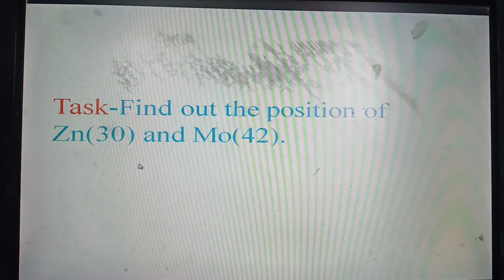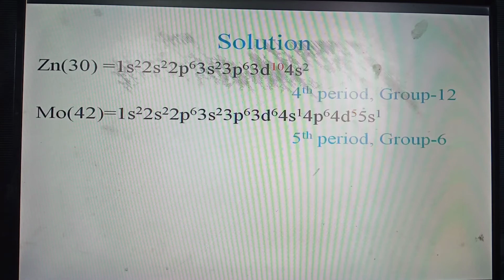Let us do some problems. Find out the position of zinc and molybdenum by yourself. At first write down the electronic configuration and write the position, that is the period number and group number, and justify from the periodic table. I have given the solution also.